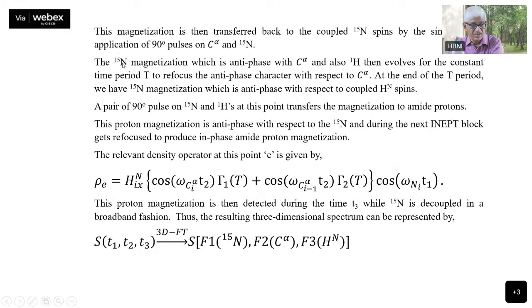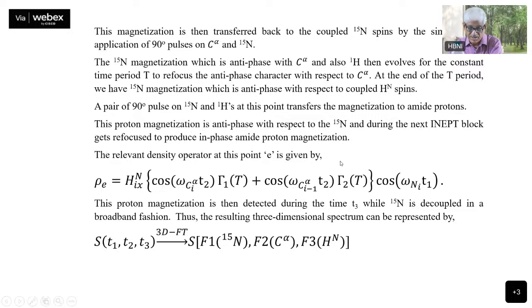The nitrogen magnetization, which is antiphase to C alpha, also then evolves for the constant period T to refocus the antiphase character with respect to the C alpha. At the end of the T period, we have nitrogen magnetization, which is antiphase with respect to the coupled amide protons. Okay, a pair of 90-degree pulses on nitrogen 15 and amide protons at this point transfer the magnetization to amide protons. This proton magnetization is antiphase with respect to the nitrogen, and during the next INEPT block gets refocused to produce in-phase amide proton magnetization.